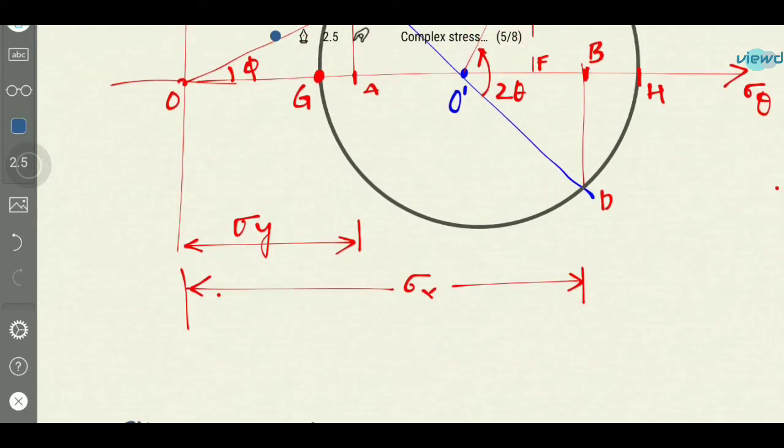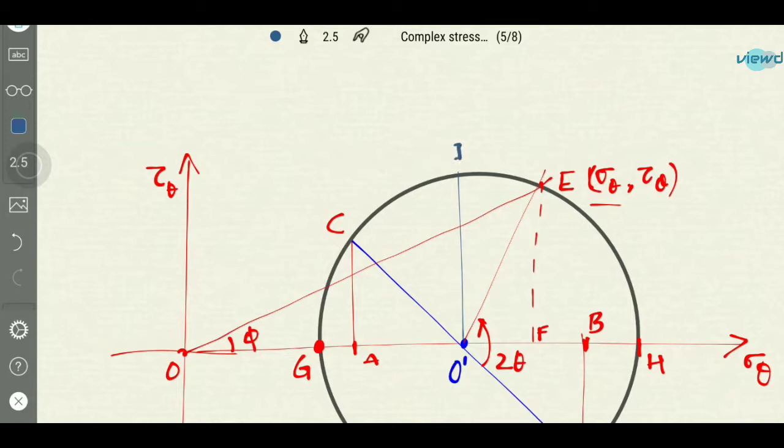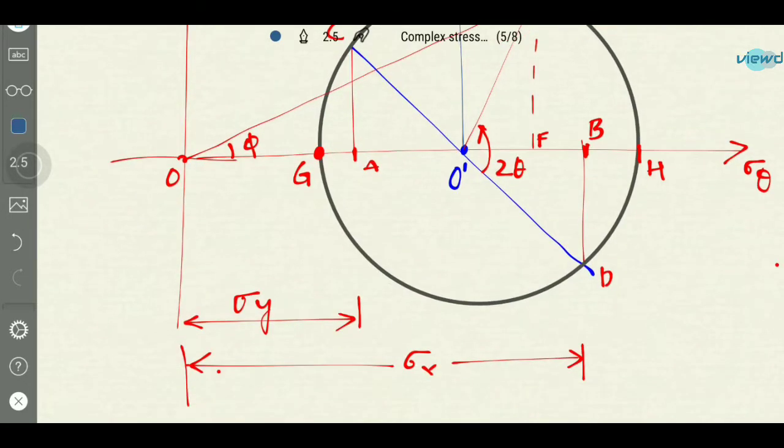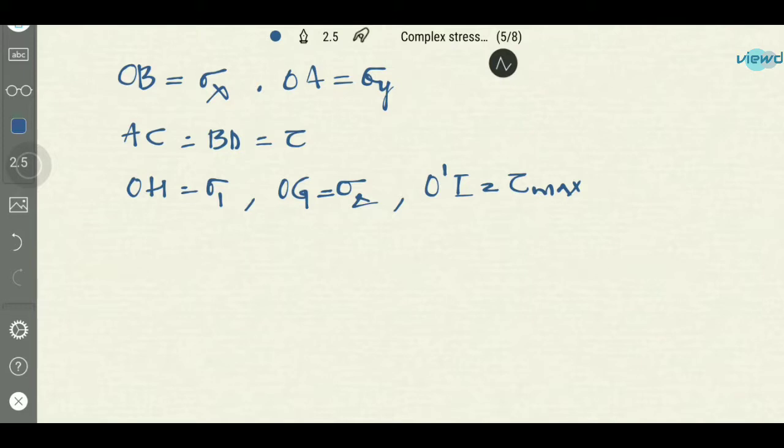So where will be this tau max? If you draw this vertical line, there will be a point I. This O dash I will be tau maximum, because in the circle this is the maximum point where shear stress will be maximum, and it can also be downside. This is also tau max. So O dash I will be tau max, and next is OF, which is sigma theta, and next is FE, which is tau theta.